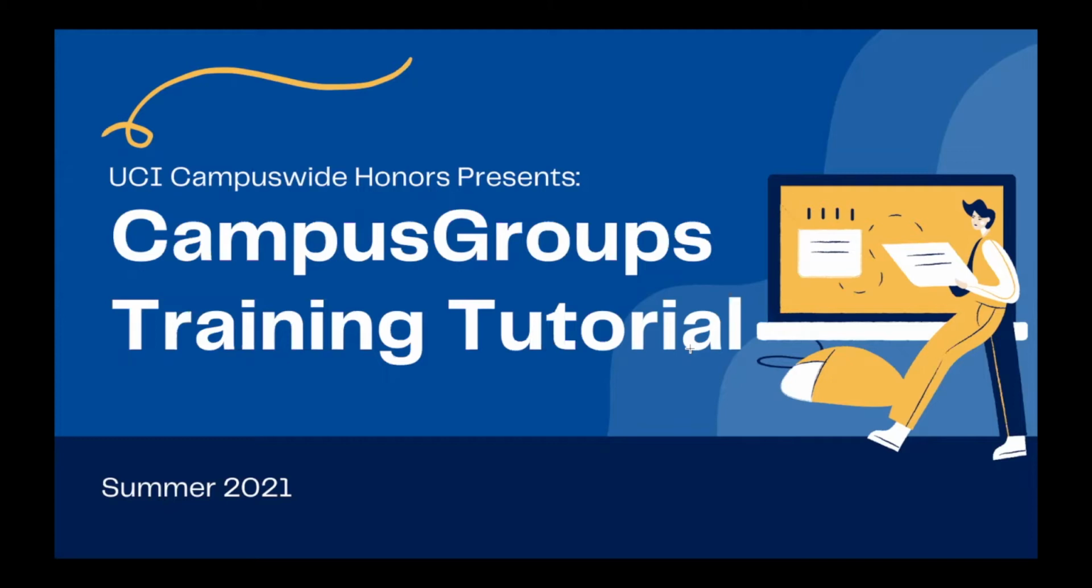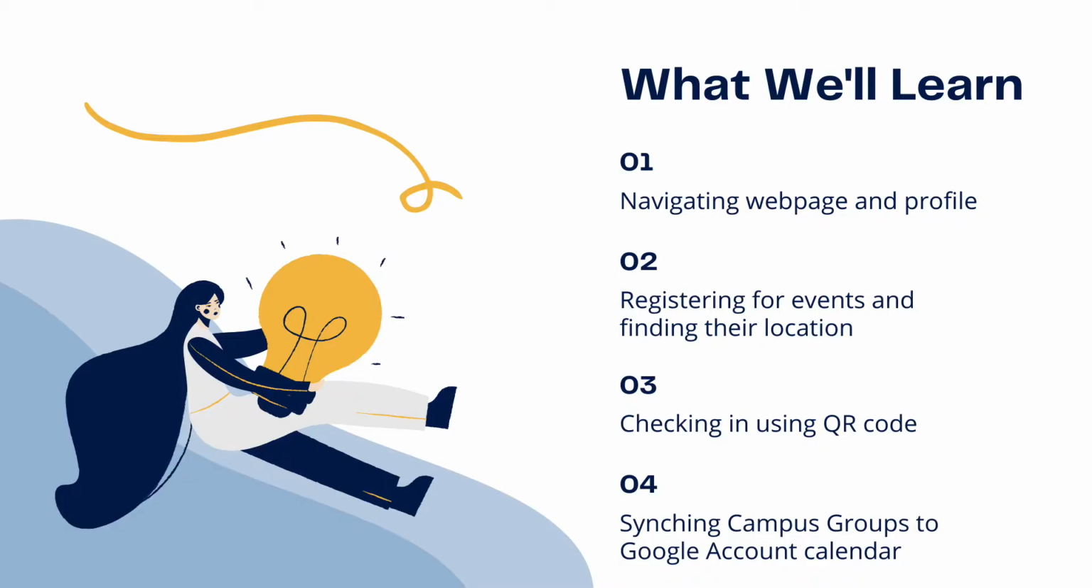In this video, I'm going to be teaching you all how to navigate the Campus Groups website, since it will be a tool that we will be using a lot for our events this year. The main things that we will be going over are how to navigate the page in your profile, registering for events and finding their locations, checking in using a QR code, and syncing Campus Groups to your UCI Google account calendar.